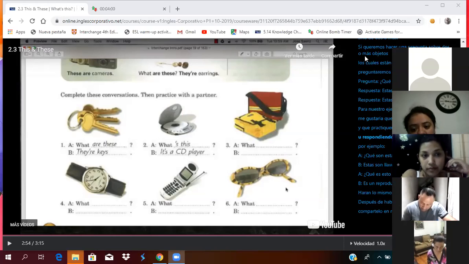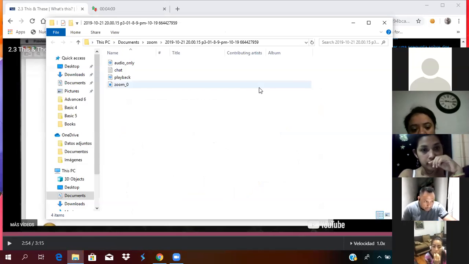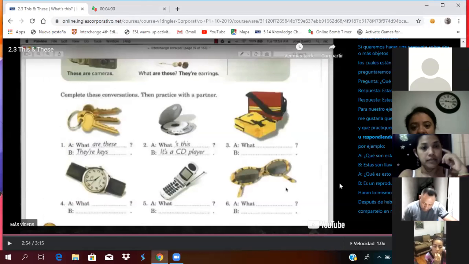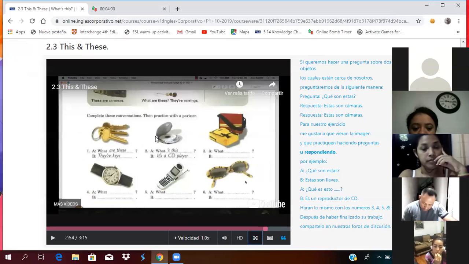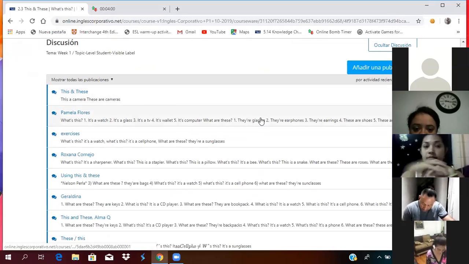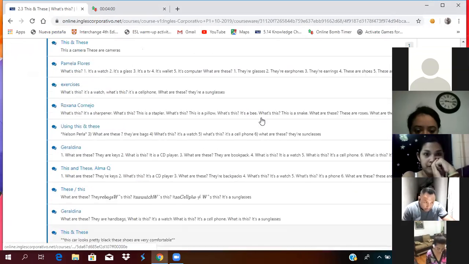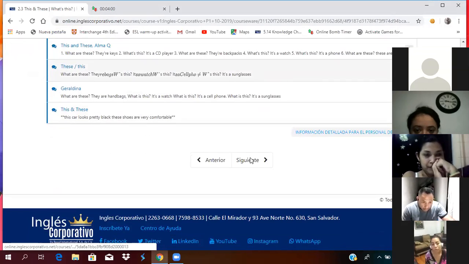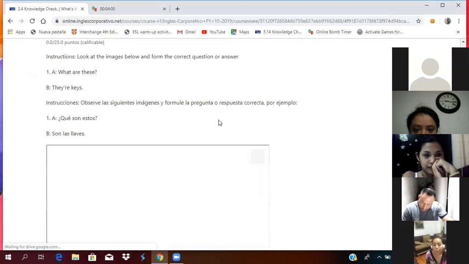Okay. In this case, we're going to say it is a pair of sunglasses. Because it's singular. It is a pair of sunglasses. That's right. It is a pair of sunglasses is correct. All right. Applause for the participants. Good job. Excellent work. Does anybody have any questions referring to this information?